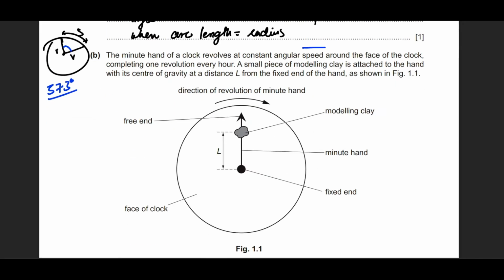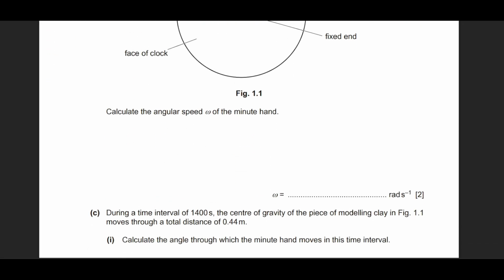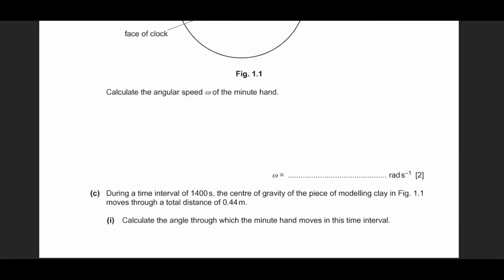So in the next question he says that the minute hand of the clock revolves at a constant angular velocity or angular speed, 1 revolution every hour, and there is a mass attached to the second hand with a distance L. Okay, fine. So calculate the angular speed omega of the minute hand. So we can do that very easily.